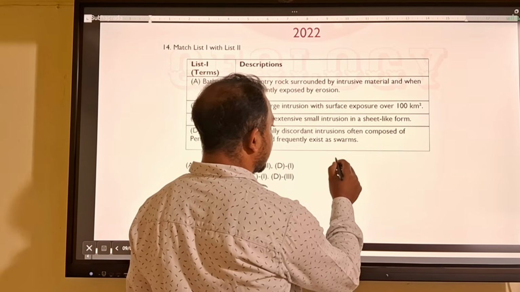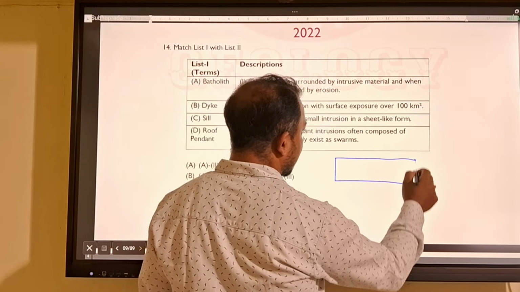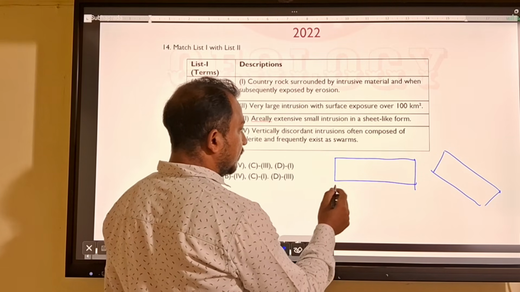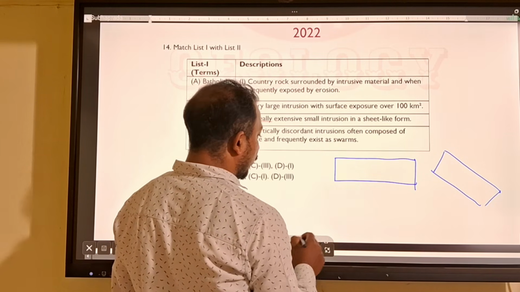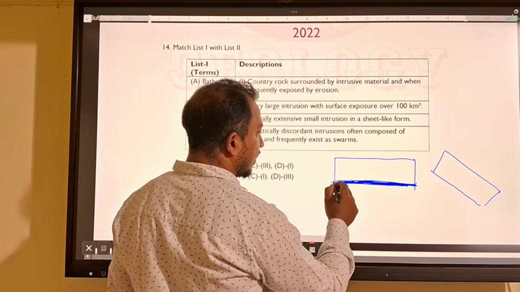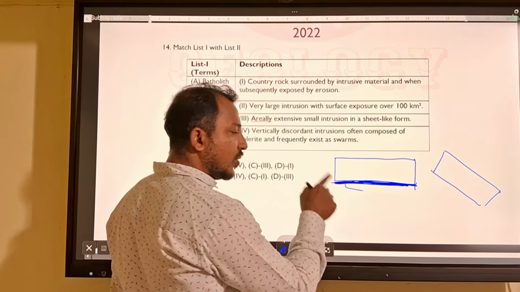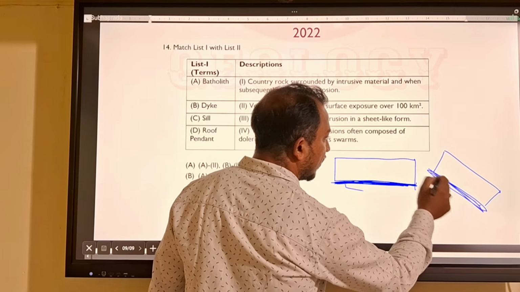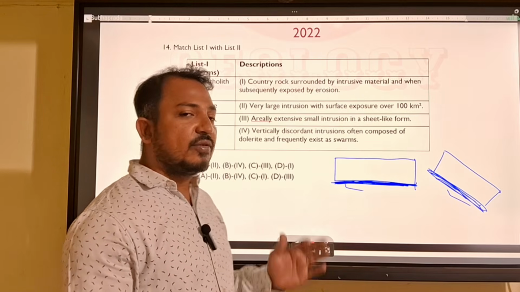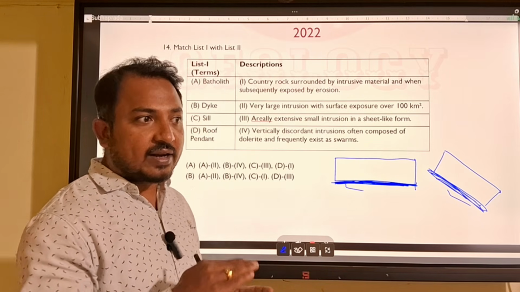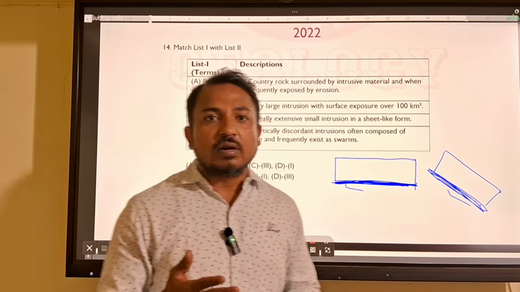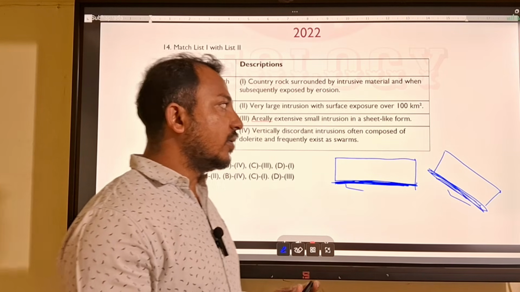Suppose let's take an example. Suppose we have a bed like this. If there is an igneous intrusion like this, this is also concordant. If it is like this, also concordant. That means any igneous intrusive structure that is parallel to the bedding plane is concordant, not that it is horizontal. Similarly, if it cross-cuts the country rock or bed, it will be discordant.